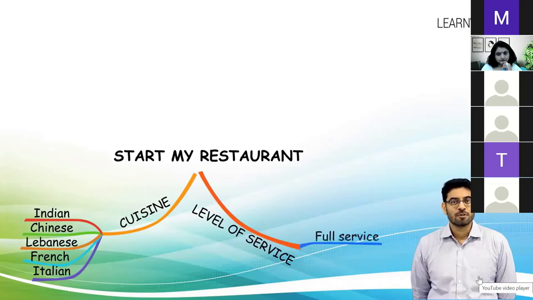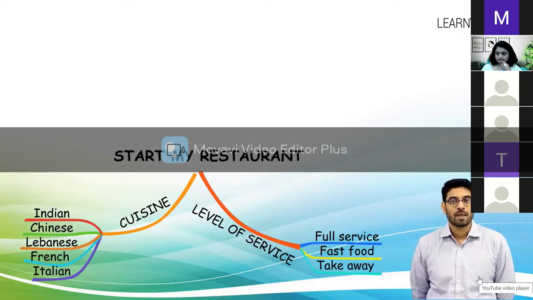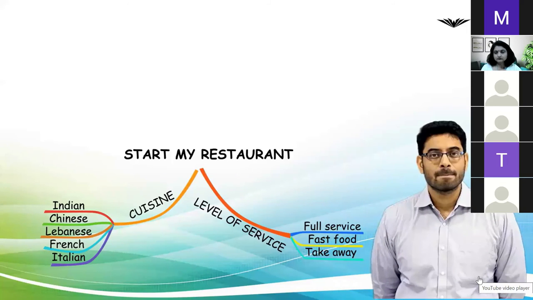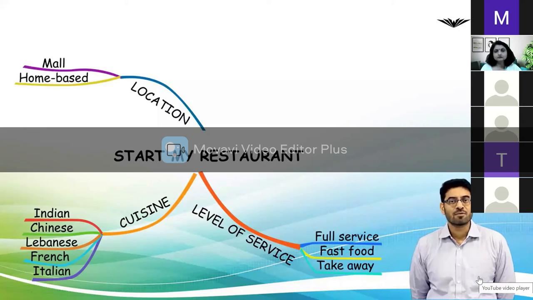We can do more. Let's look at the level of service. Should it be a full service restaurant or a casual diner? It can also be a fast food restaurant, or it can be a takeaway. Have I considered all these aspects? Am I all set to start my restaurant? Maybe no. That is the thing. The magic of mind mapping is that it doesn't let me forget anything. There are other things to consider. For example, location. Should it be located in a mall, or should I start a home-based food delivery chain?